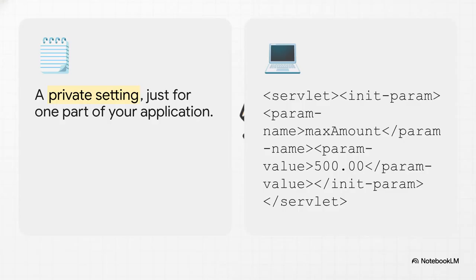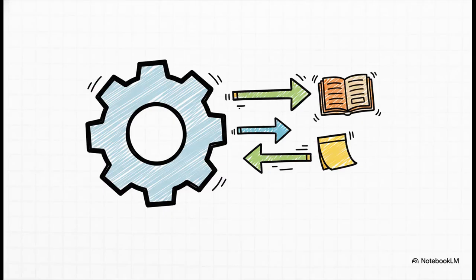And this visual just lays it out perfectly. On the left, you've got the idea, a private little note. And on the right, that's what it actually looks like. In a special settings file called web.xml, you tuck this little init-param right inside the definition for one specific servlet. Here, we're setting a max amount to 500, and only this servlet has easy access to this note. So how does the servlet read its own private sticky note? It's beautifully simple. The code basically just asks, hey, what's the value for max amount? And it gets the answer. No hard coding needed.